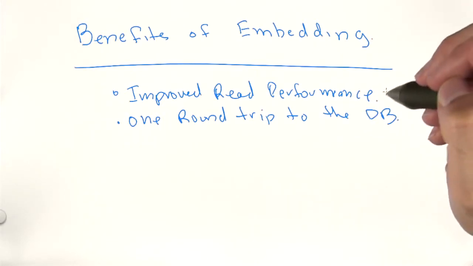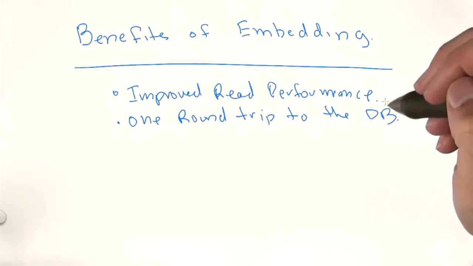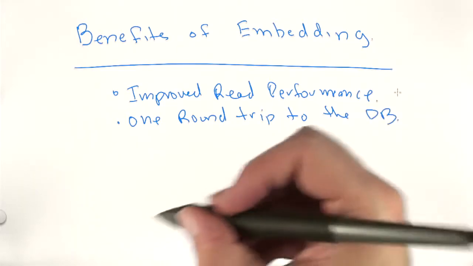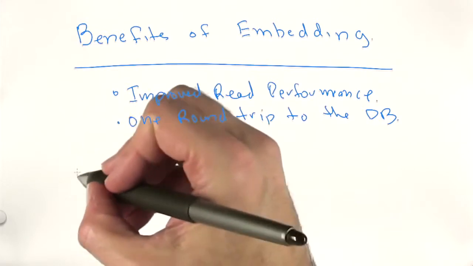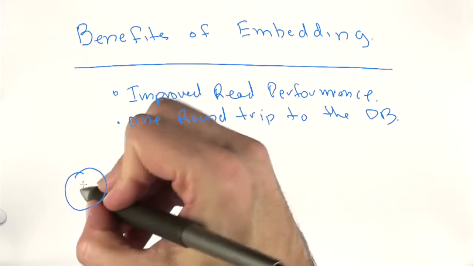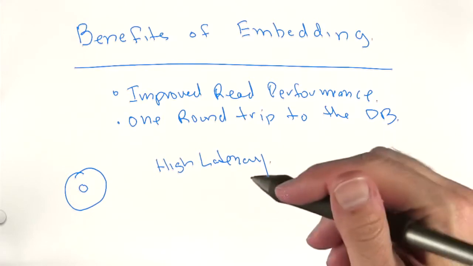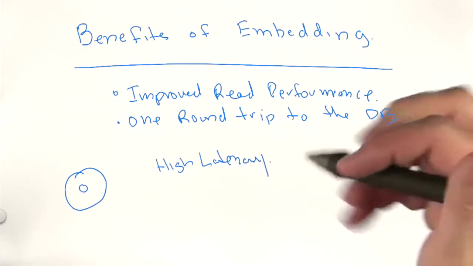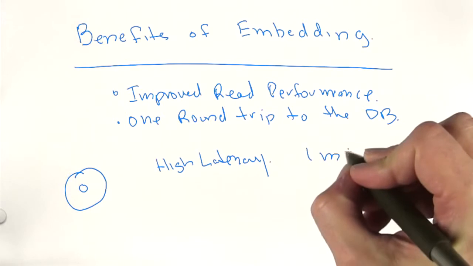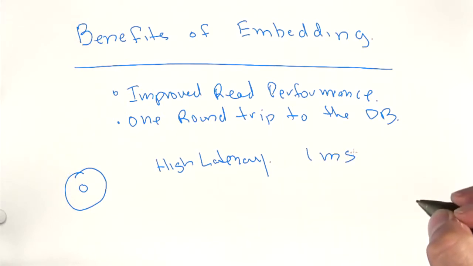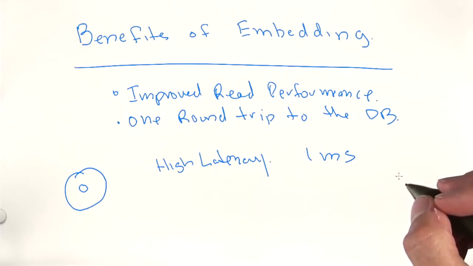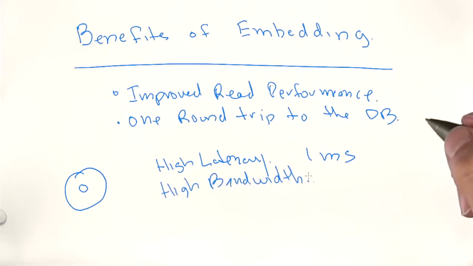Now, why do we get improved read performance? The reason is the nature of the way computer systems are built, which is they often have spinning disks, and those spinning disks have a very high latency, which means they take a long time to get to the first byte. They often take over 1 millisecond to get to the first byte. But then, once they get to the first byte, each additional byte comes pretty quickly. So they tend to be pretty high bandwidth.